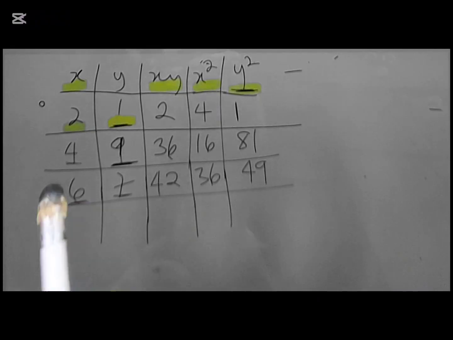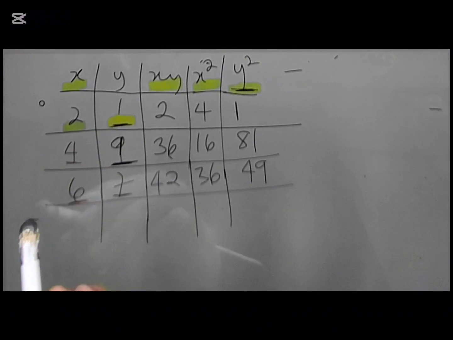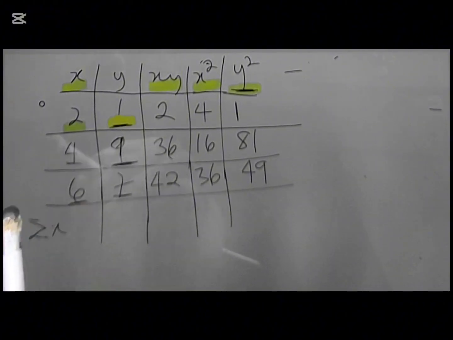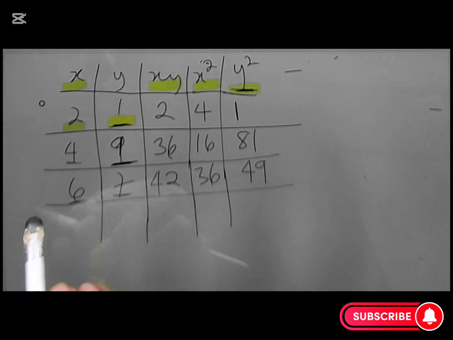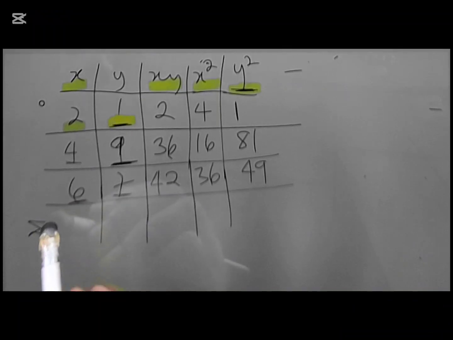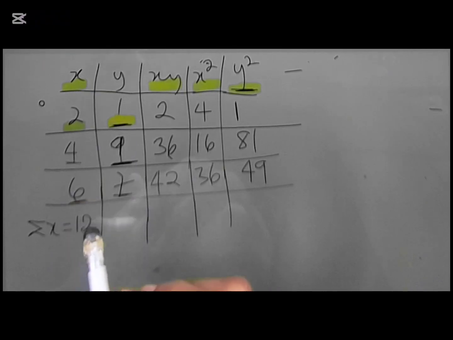So the next thing here is for us to get the sum of s. The sum of s means the total of s. Sorry for that. The sum of s means the total of s. Let's get the total of s here, class. To get the total of s, we say 2 plus 4 plus 6. So the answer to this is 12.